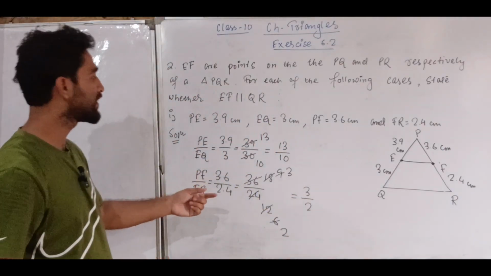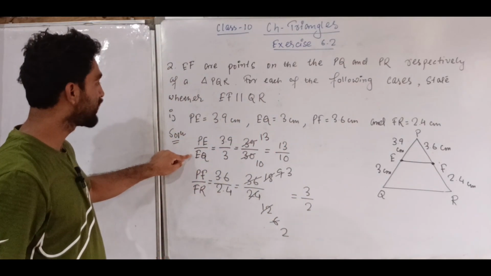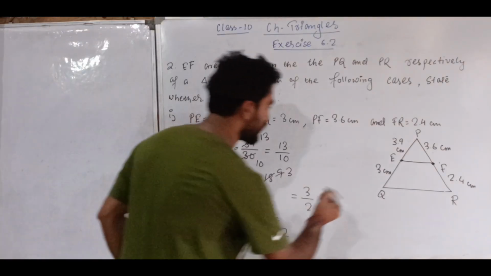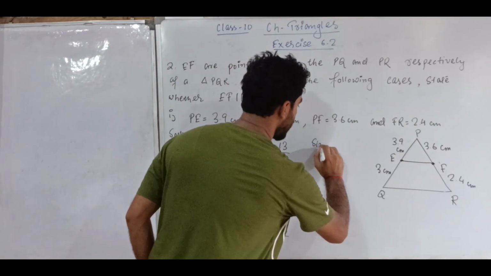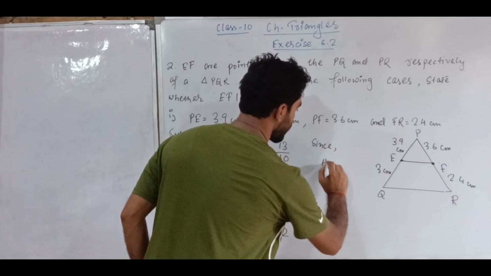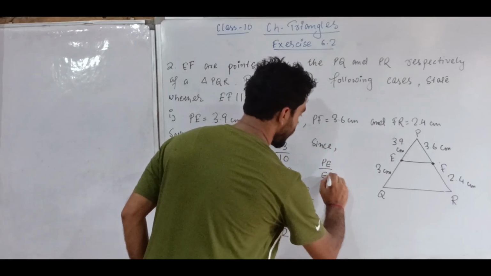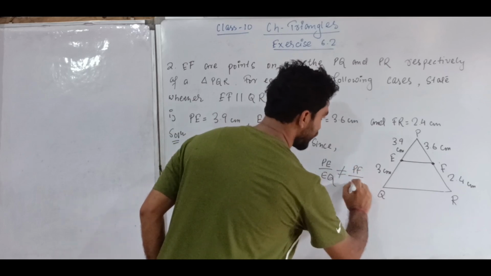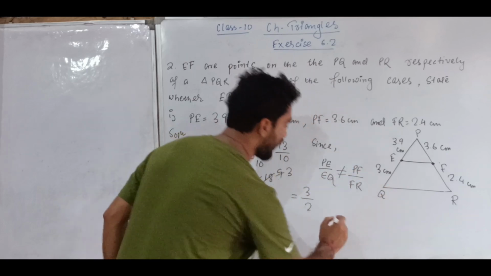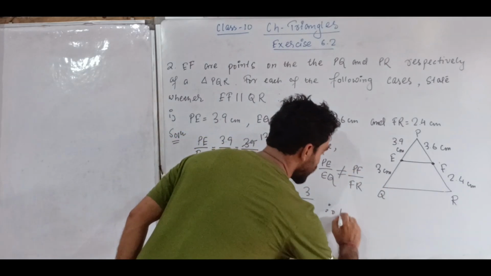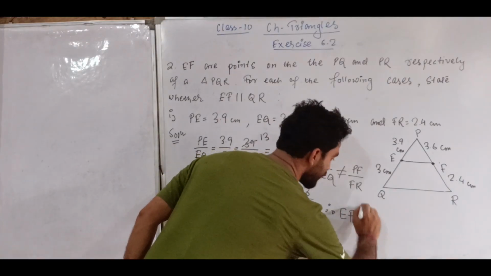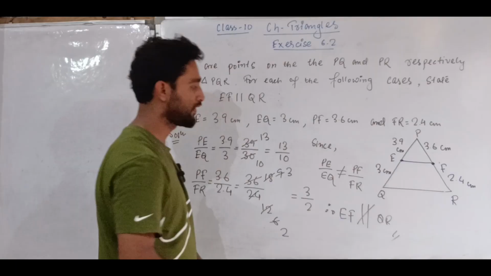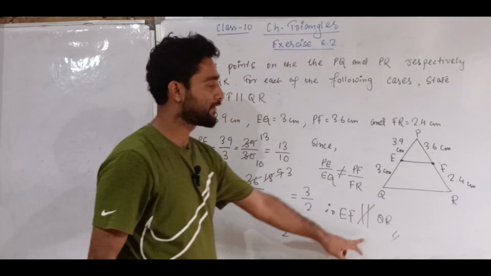So here clearly we can see that PE divided by EQ is not equal to PF divided by FR. So since PE divided by EQ is not equal to PF divided by FR, therefore this EF is not parallel to QR. This is the sign of not parallel.